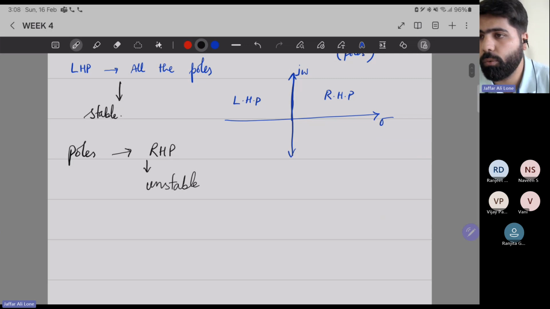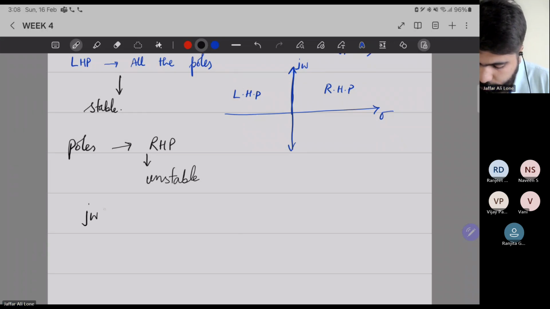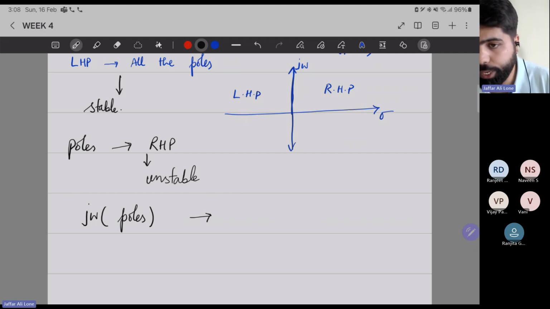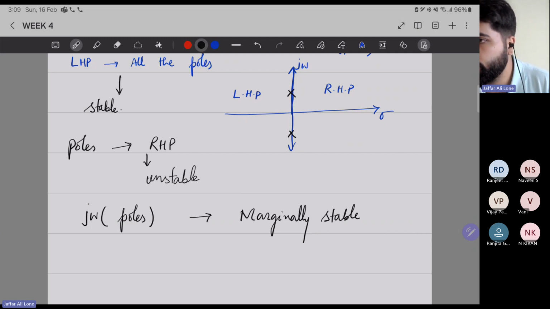We have studied when a system can be stable and when a system can be unstable. But now if we have poles on the j omega axis, and the poles are simple, not repeated, then the system is called a marginally stable system. For example, if I have my poles here and here, since they are complex, they will occur in pairs. They are simple poles, so they are not repeated. So in this case, the system is marginally stable.